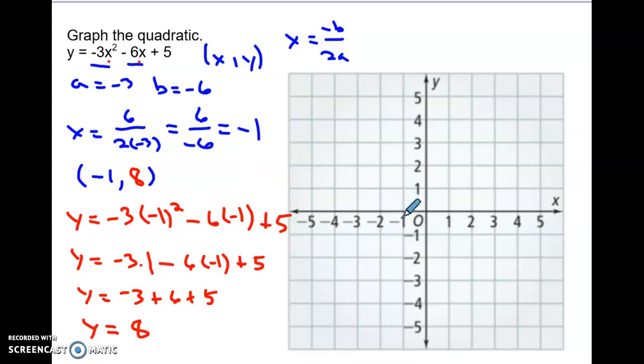Negative 1 and 8. And again, it goes off the graph because Mr. Westphal is not all that smart, but whatever.